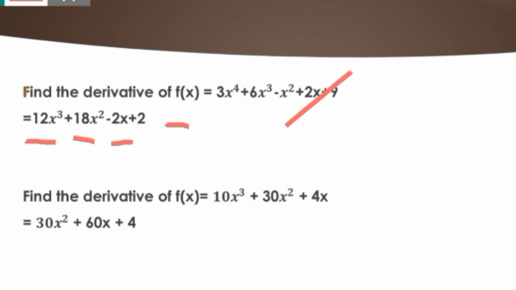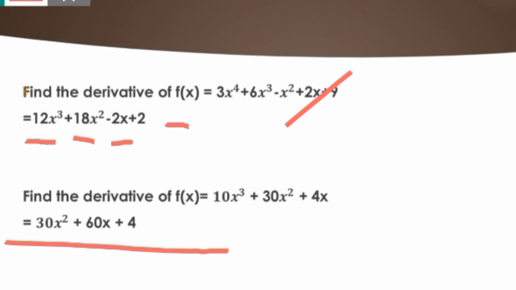Next, 10x cubed plus 30x squared plus 4x. So 3 times 10, so we have 30. Then 3 minus 1, so 2, so we have 30x squared. Then 30 times 2, so we have 60, minus 1, so we have x. Then 1 times 4, so we have 4. So we have the final answer of 3x squared plus 60x plus 4.